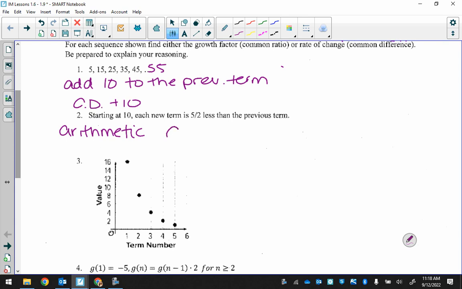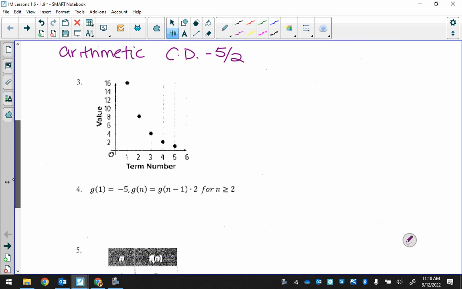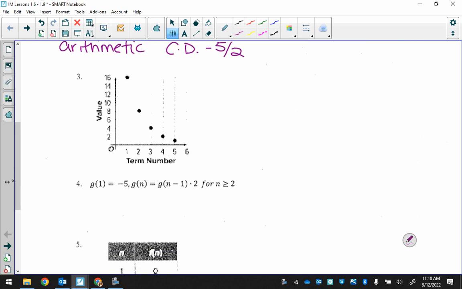Yeah. So your common difference then, would it be plus 5/2 or minus 5/2? Good. Excellent. Common difference, arithmetic. You are subtracting 5/2 from the previous term. Excellent. Number 3. What do we have? Go ahead, Luce.